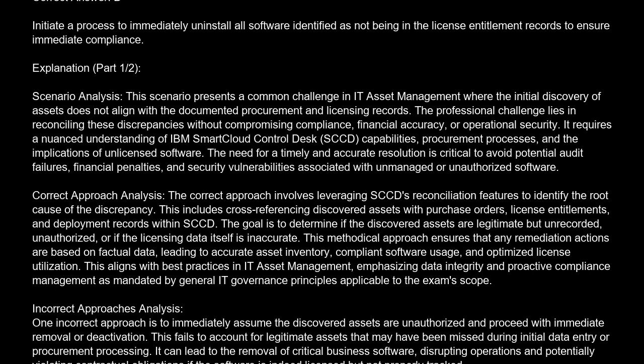The goal is to determine if the discovered assets are legitimate but unrecorded, unauthorized, or if the licensing data itself is inaccurate. This methodical approach ensures that any remediation actions are based on factual data, leading to accurate asset inventory, compliant software usage, and optimized license utilization. This aligns with best practices in IT asset management, emphasizing data integrity and proactive compliance management as mandated by general IT governance principles applicable to the exam's scope.